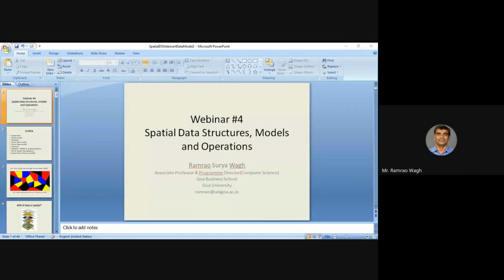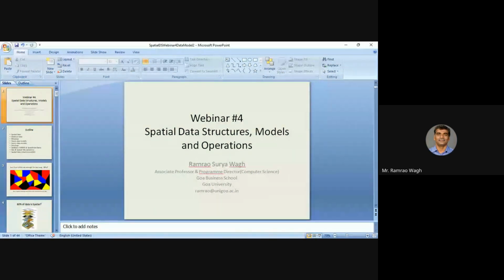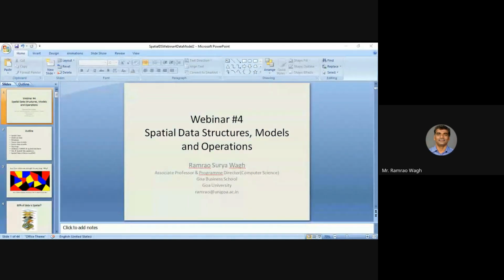Due to some problem with my laptop's camera settings, but this should be fine. But slides are visible, right? Yes, sir. You can do the slideshow. Yeah, I've started the slideshow. Yeah, we are not able to see the slideshow, sir. You can do entire screen share. Okay, so I'll do that.